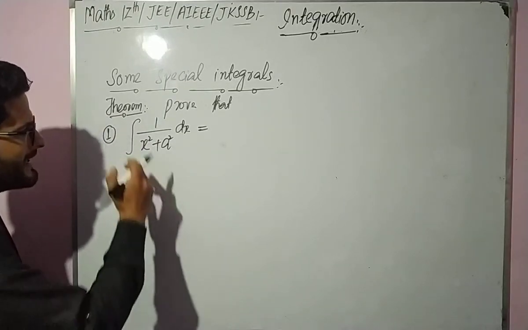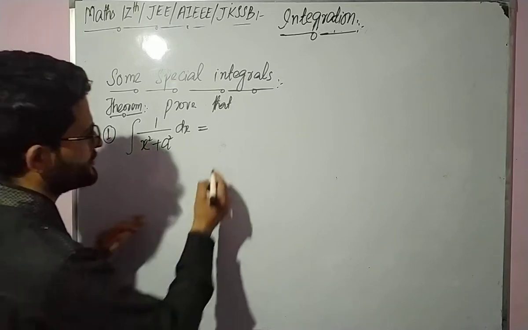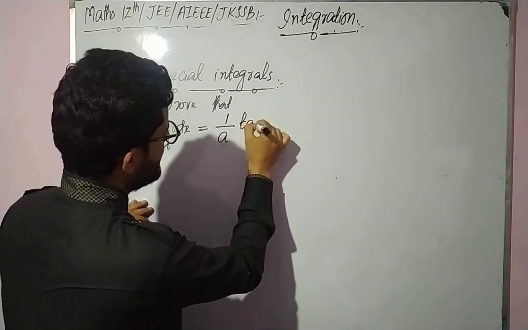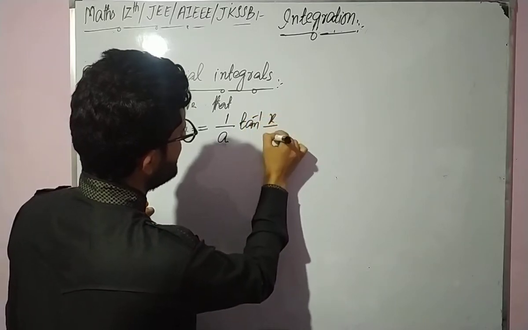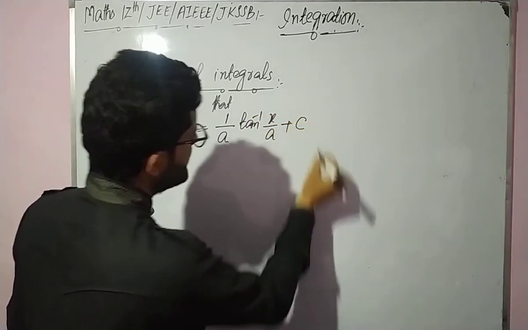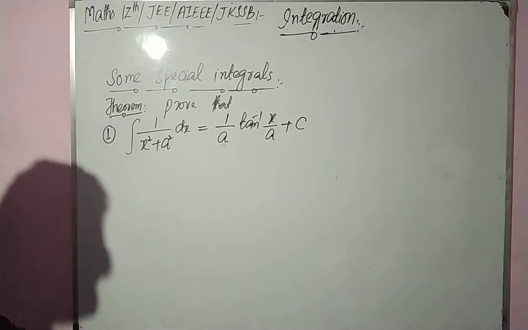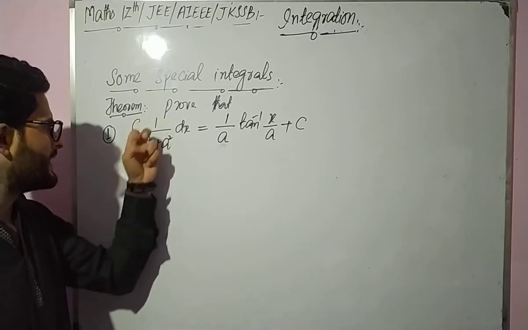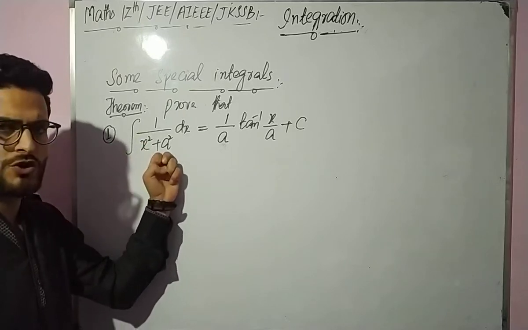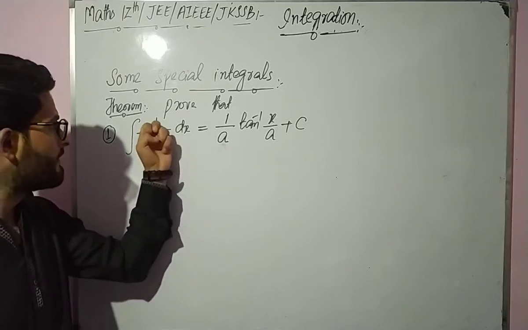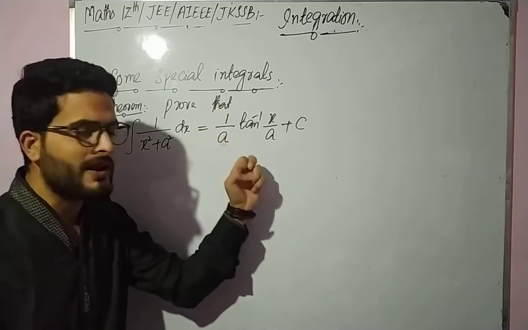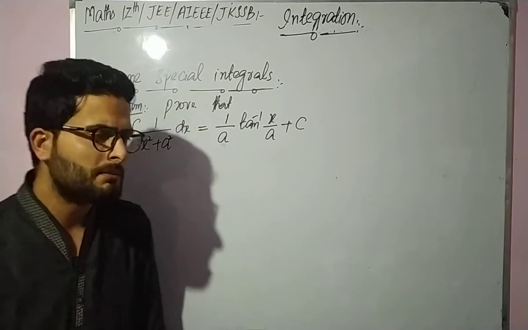1 divided by x square plus a square, and its integration is 1 divided by a tan inverse of x divided by a plus c, the constant of integration. The first integral, a special integral, 1 divided by x square plus a square, or it can be of the form 1 divided by a square plus x square dx, is equal to 1 by a tan inverse x by a plus c.